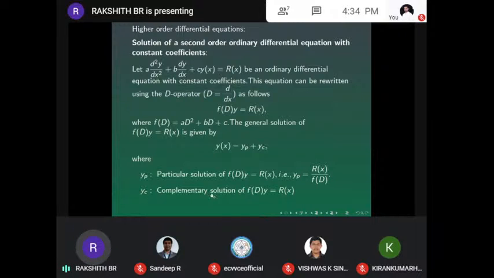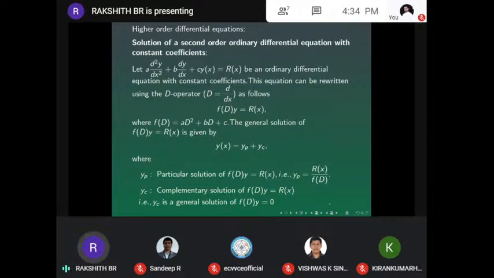And the complementary solution, what is meant by this? By complementary solution, I mean the general solution of the homogeneous differential equation f of D y equal to 0. If r of x equal to 0, then that equation is called a homogeneous differential equation. So here your yc simply stands for the general solution of f of D y equal to 0. Now I will tell you how to find this yc.